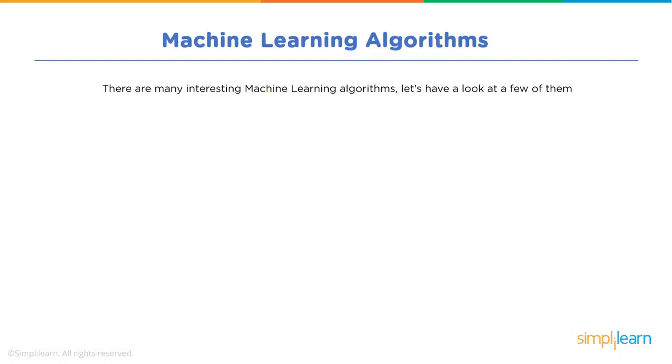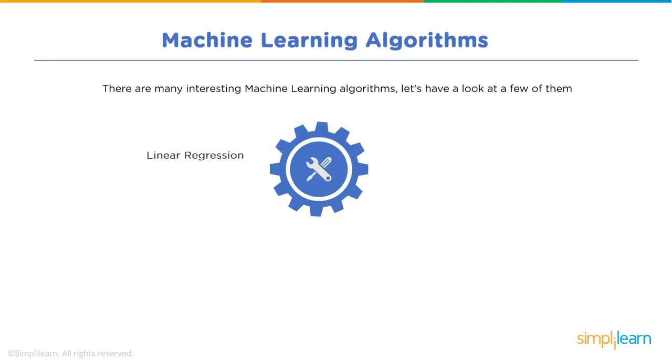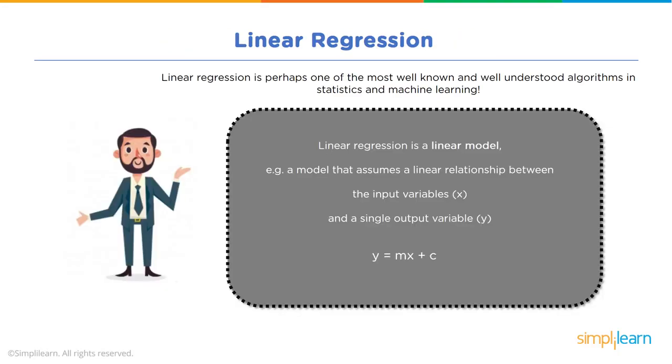There are many interesting machine learning algorithms. Let's have a look at a few of them. Hopefully this gives you a little flavor of what's out there, and these are some of the most important ones that are currently being used. We'll take a look at linear regression, decision tree, and the support vector machine. Let's start with a closer look at linear regression.